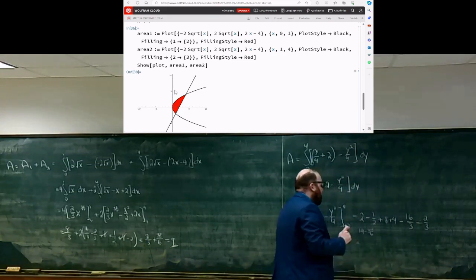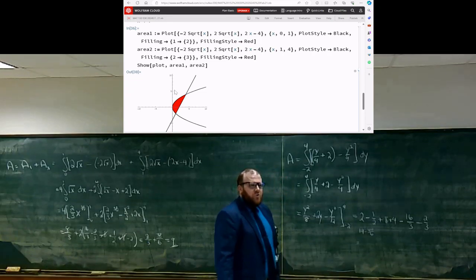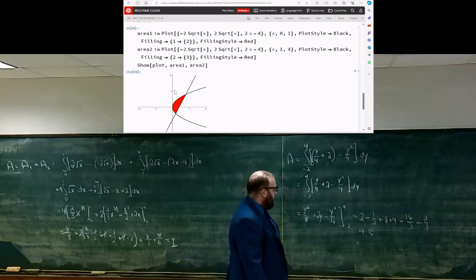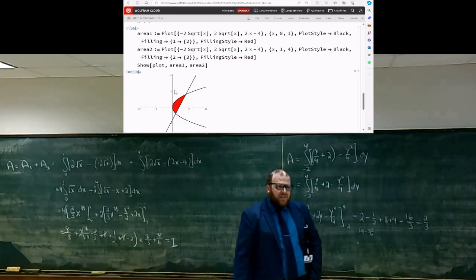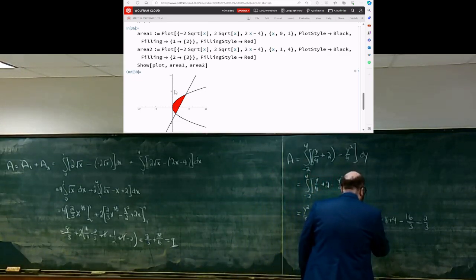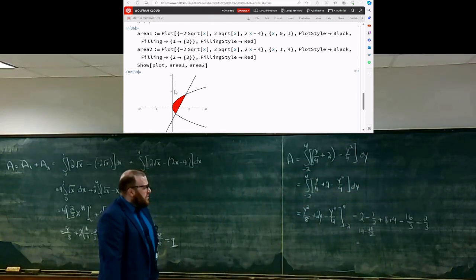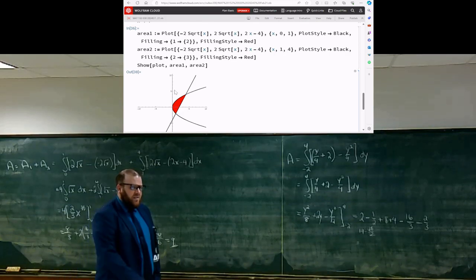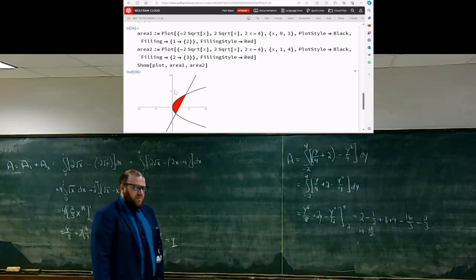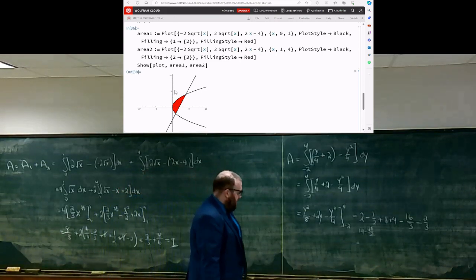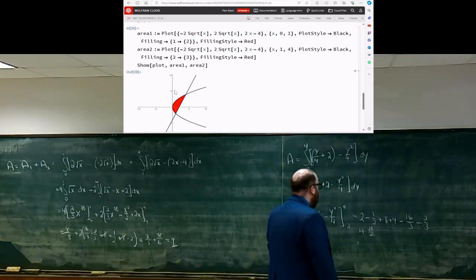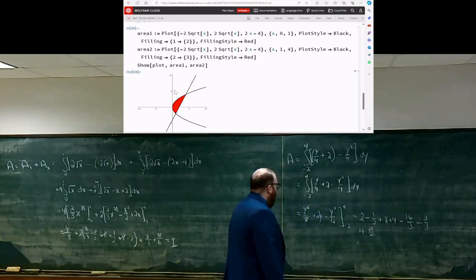18 over 3. 18 times 2, 36. 36 plus 3, 39. And then 39 over 6 is 13 over 2. 28 minus 13. 15 over 2. Which is not right. I'm doing mental math wrong.